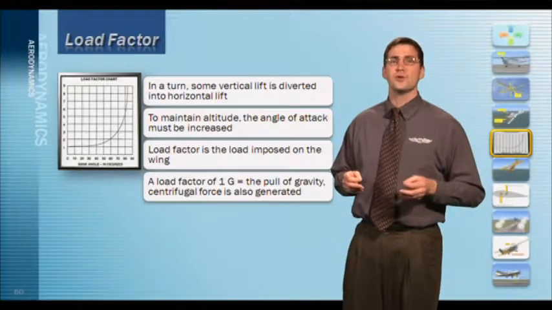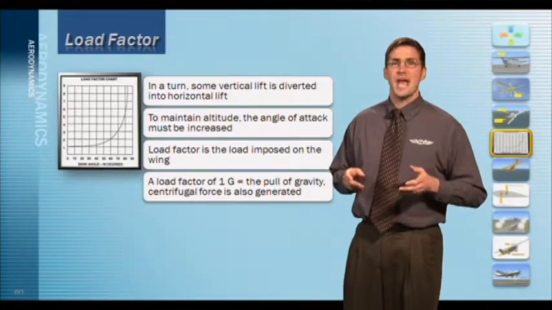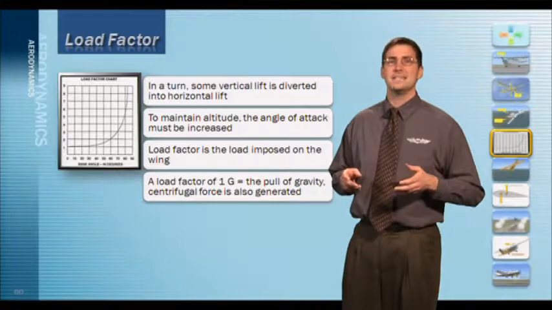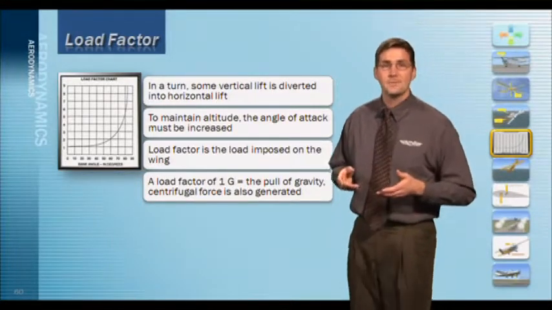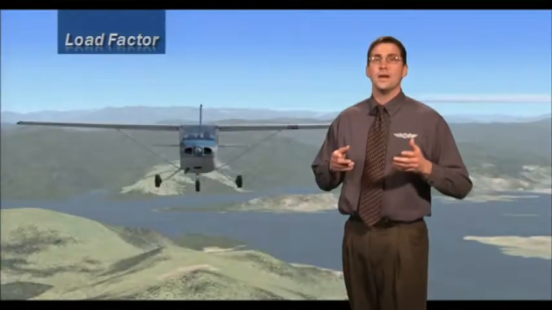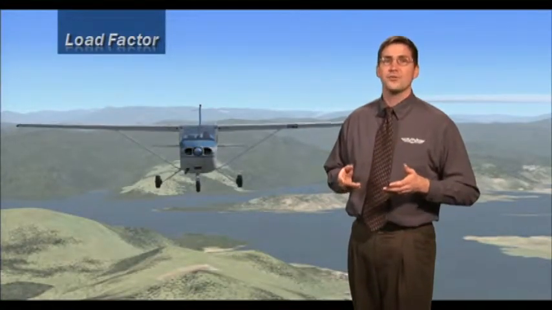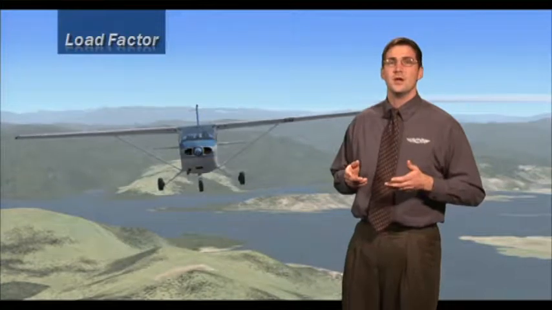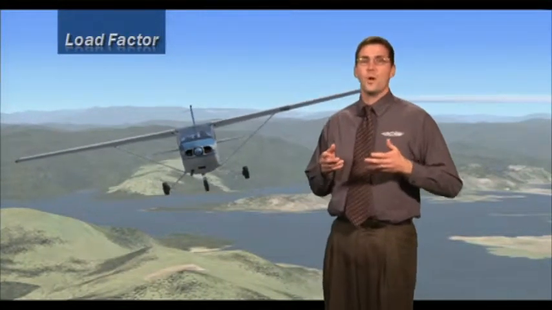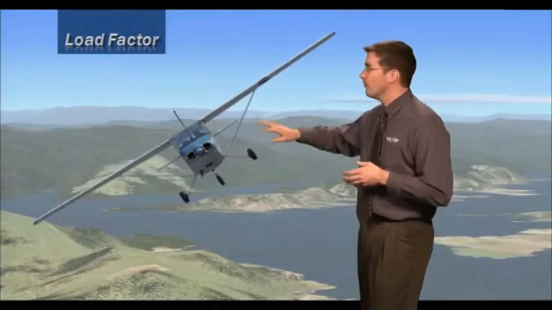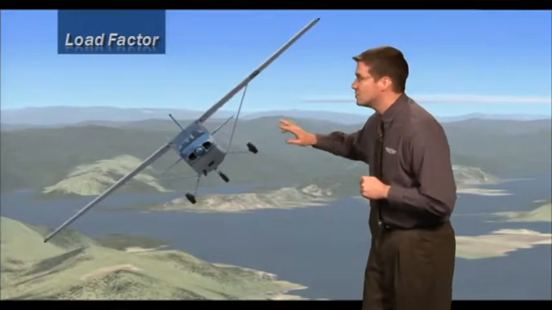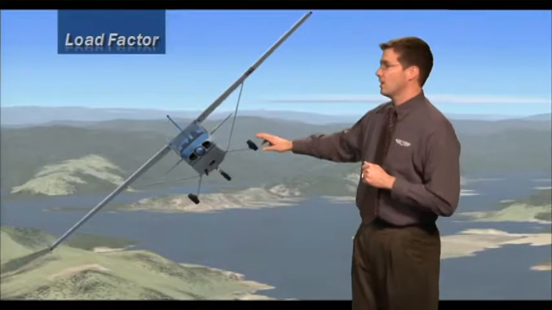However, centrifugal force is generated, which acts toward the outside of the curve anytime an airplane is flying a curved path, such as turns, climbs, or descents. Whenever the airplane is flying in a curved flight path with a positive load, the wings must support a weight equal to the weight of the airplane plus the load imposed by the centrifugal force. In short, turns increase the load factor on an airplane.